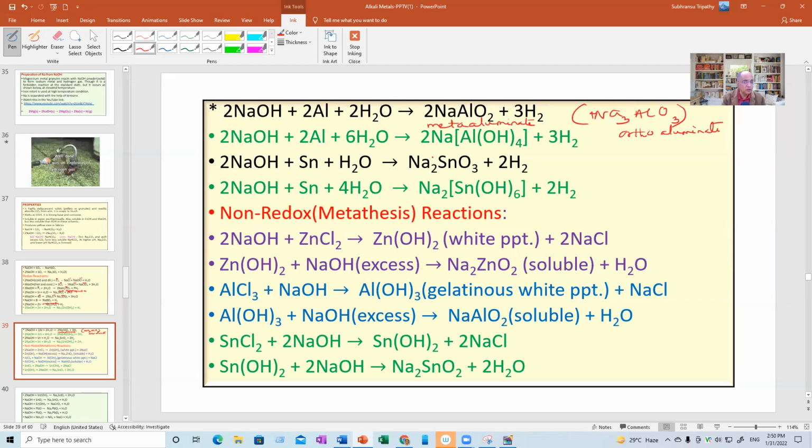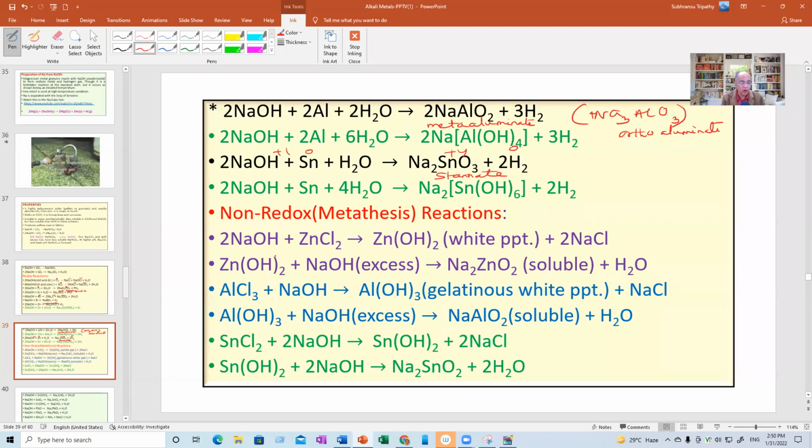Similarly, tin will produce its plus 4 state, from 0 to plus 4, because the plus 4 state of tin is more stable than the plus 2. But lead will have plus 2 state. I have not done it for lead. We'll be doing it next time, next phase. So hydrogen goes from plus 1 to 0, while tin goes from 0 to plus 4. But the actual formula of sodium stannate is [Sn(OH)6] 2 minus. Now, these are the metathesis or non-redox reactions, where no change of oxidation number will happen.